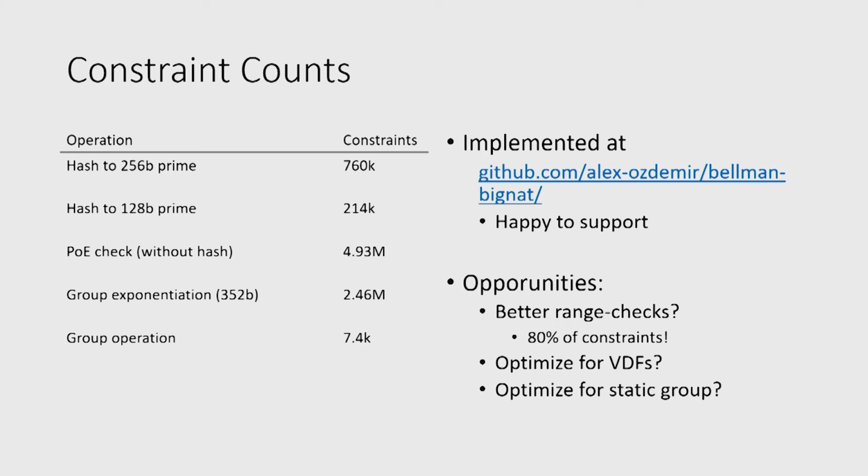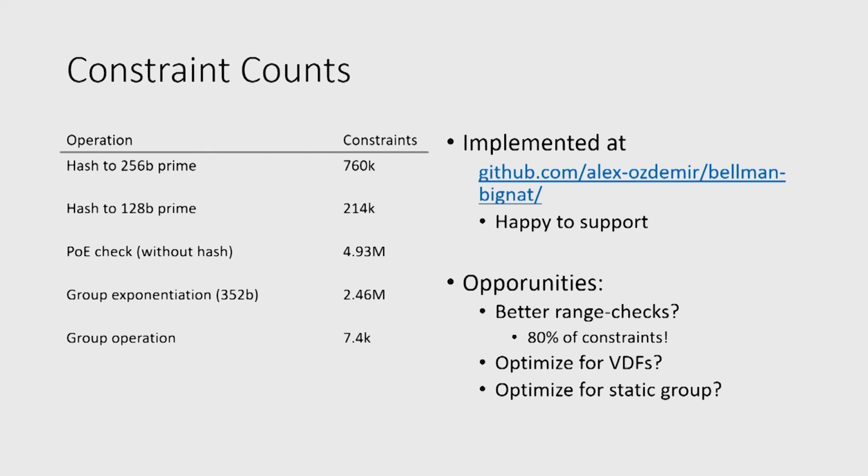And then I also have the costs of group exponentiations and group operations up here as well. Again, this is the way that we implemented it. I bet we could find better ways to do it. Would love to talk to people about that. If you want to look at the implementation, it's online at that URL.